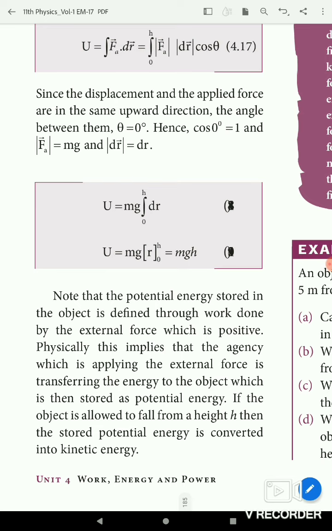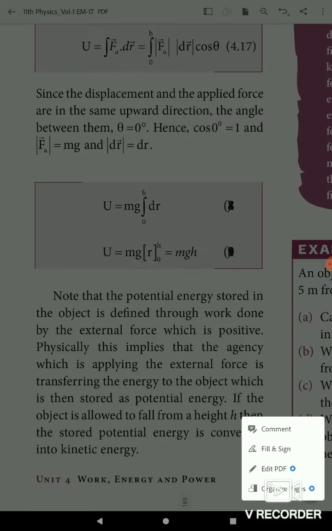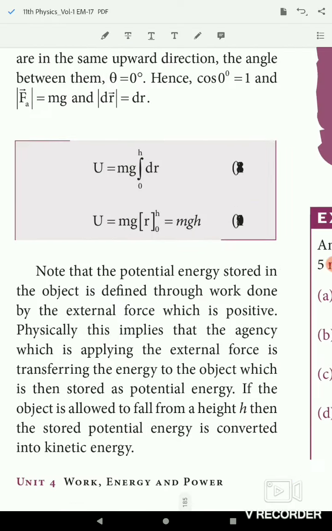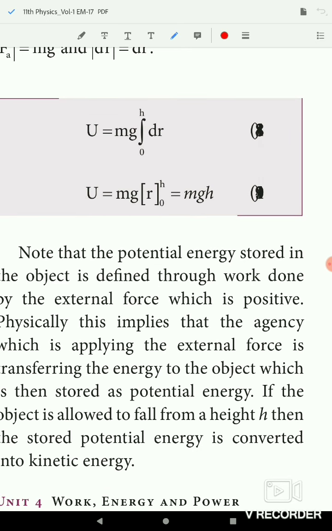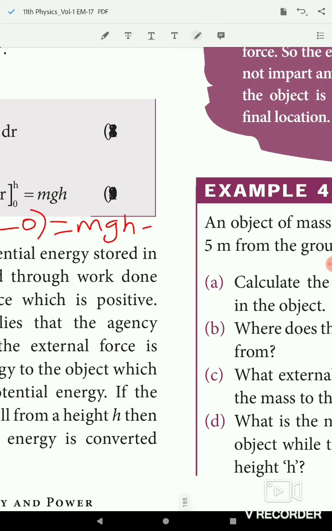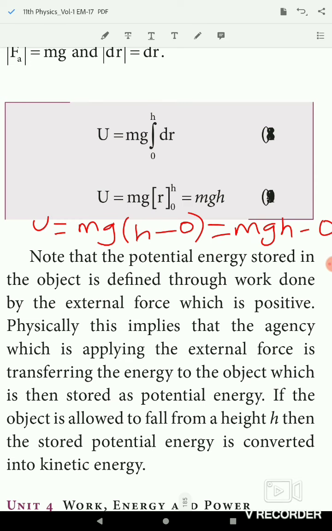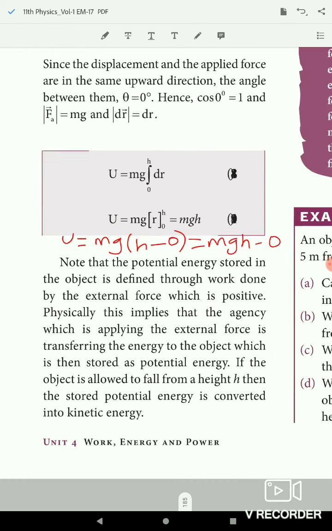So, you write in this equation that U is equal to mg into h, the upper limit, minus the lower limit 0. So, you get mgh minus 0. Okay. So, U is equal to mgh.